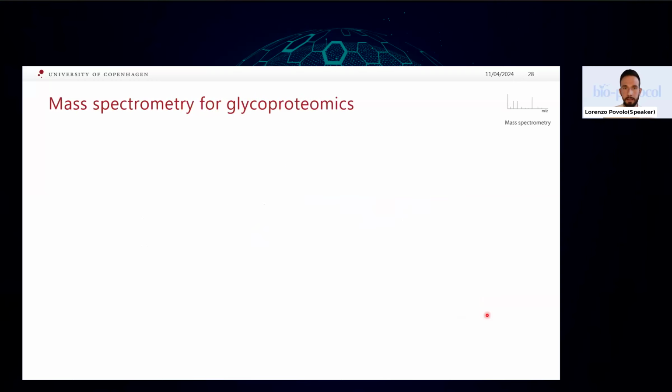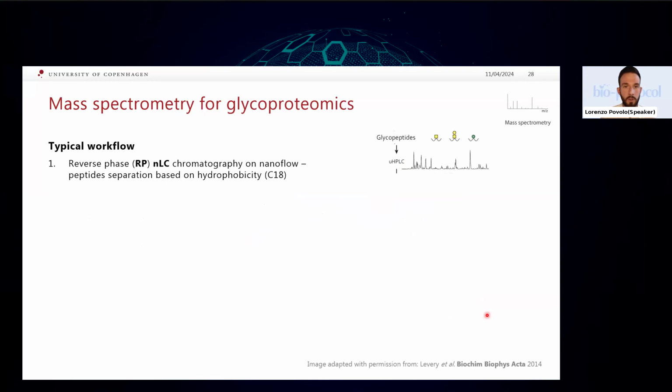But I think this slide summarizes the main points on a typical workflow for mass spectrometry. So at least what we do in our center. What we start with is to separate the peptides with a reverse phase nano-LC chromatography on a nanoflow, which separates the peptides based on hydrophobicity.